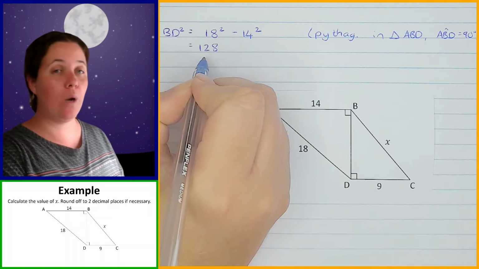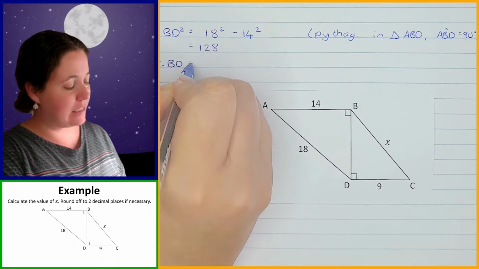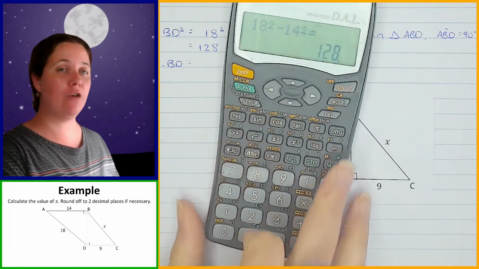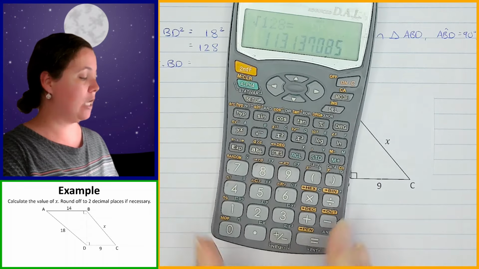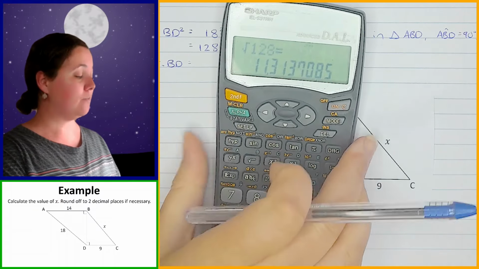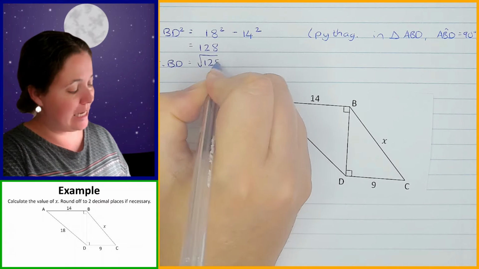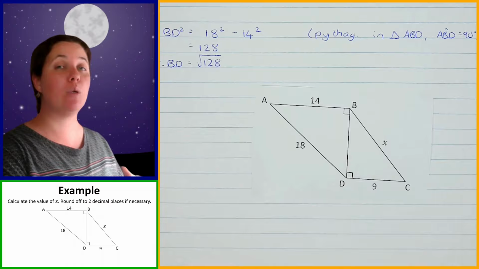So BD squared is 128. So therefore, BD is the square root of 128. But now if you try and work out the square root of 128, you're going to get a decimal answer. It doesn't work out nicely. So I'm going to just write it as the square root of 128. We don't round off yet because we're not finished the question.